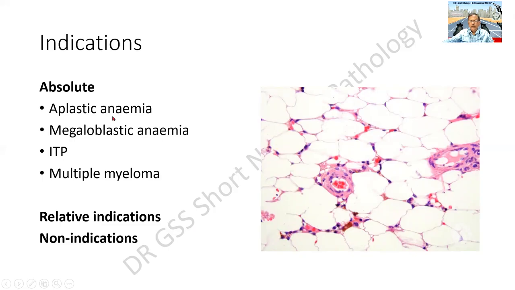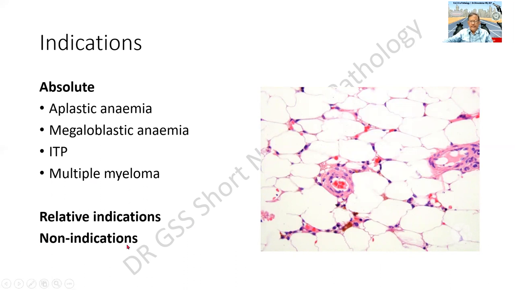Aplastic anemia cannot be diagnosed without a bone marrow. Megaloblastic anemia, because megaloblasts are demonstrated in the bone marrow. ITP, idiopathic thrombocytopenic purpura, because I'll be finding immature megakaryocytes in the bone marrow. Multiple myeloma is again a classical bone marrow disorder. So these four are absolute indications for bone marrow aspiration. Relative indications means it can be tuberculosis, it can be a Hodgkin's lymphoma, it can be a metastasis, it can be a storage disorder, etc. So these are all relative indications.